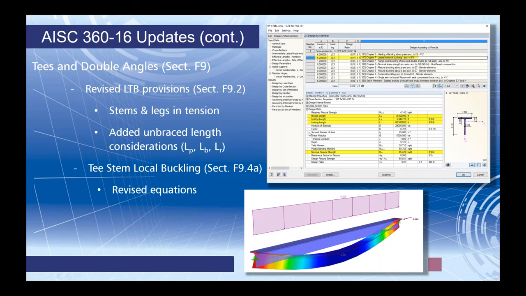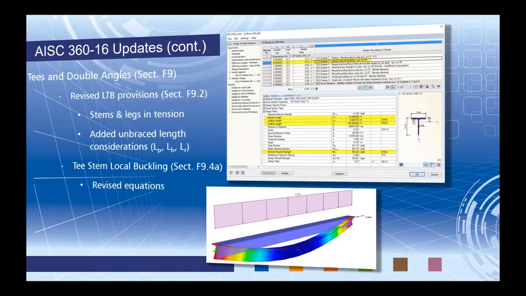Again, for my example here, you can see just a simple T section, and chapter F is listed here with lateral torsional buckling. We're going to lay out for you the brace lengths and the limiting lengths Lb, Lp, and Lr, so you can see where you land within that scenario. And then the nominal flexural strength will be given here. Now also the T-stem local buckling according to section F9.4a, there were some revised equations here. So if you're running the 2010 versus 2016 in the module, you're going to see slightly different results available there.